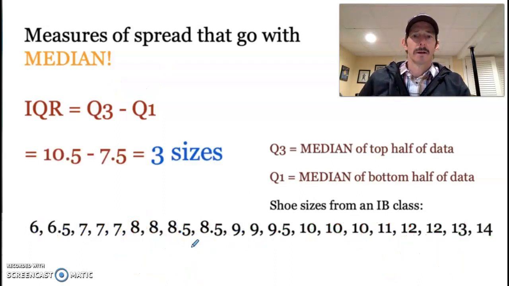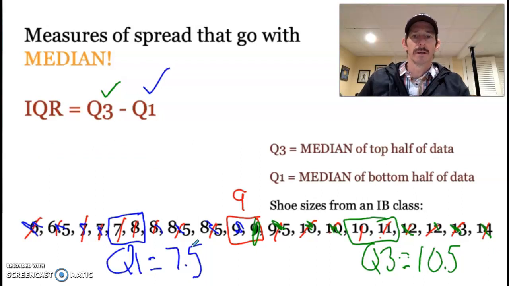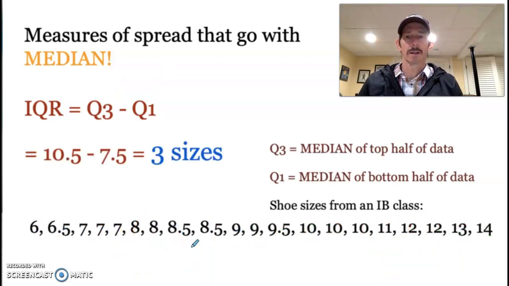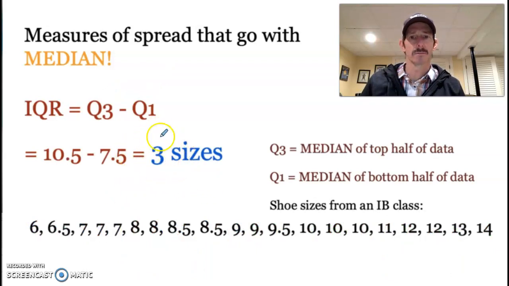So the interquartile range would be the difference between those. So 10.5 minus 7.5. Again, this actual subtraction is important. So the interquartile range is 3. So the interquartile range is between 7.5 and 10.5.